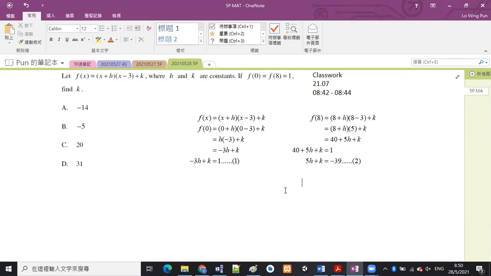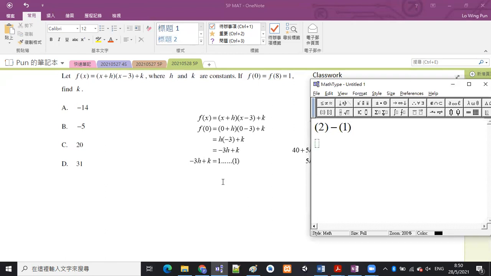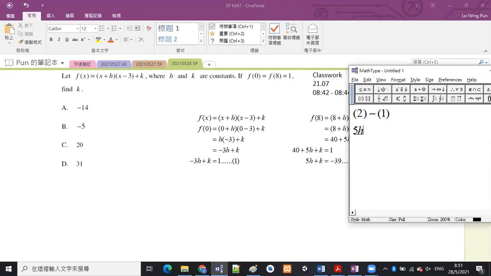We just found that the k terms here are exactly the same. So I'm going to use the subtraction of the equations to cancel out the k terms. So just use equation 2 minus equation 1. Did you do this? In equation 2, we have 5h, and then minus the h term in equation 1, which is negative 3h.